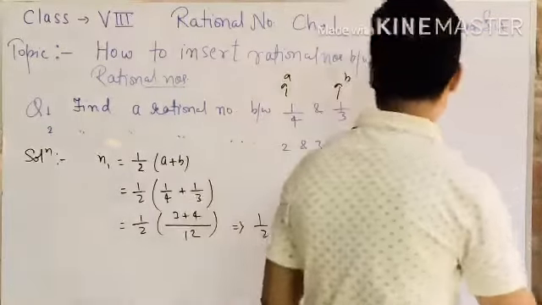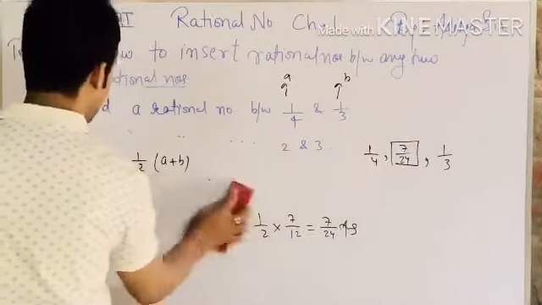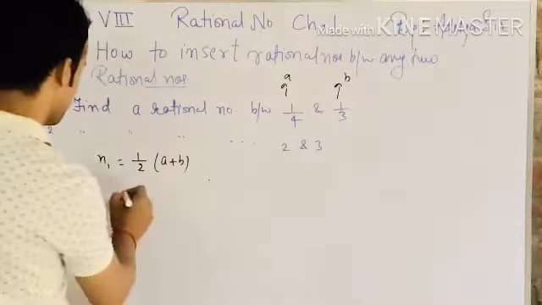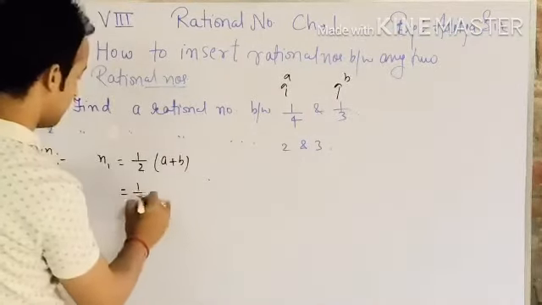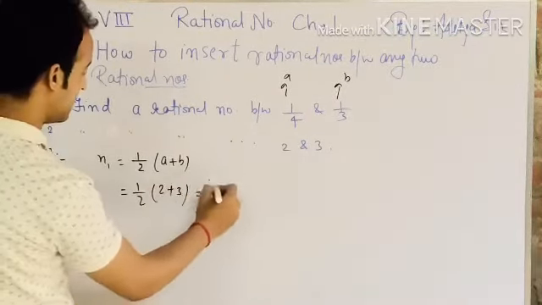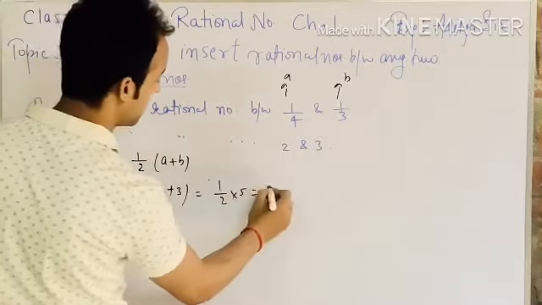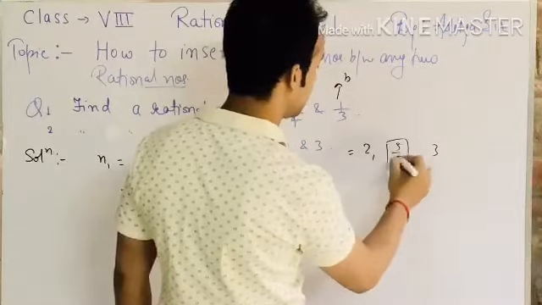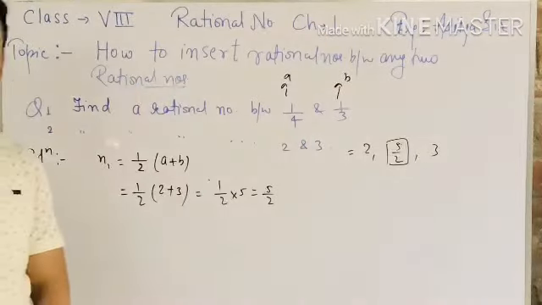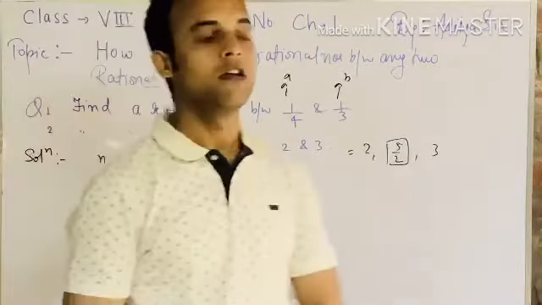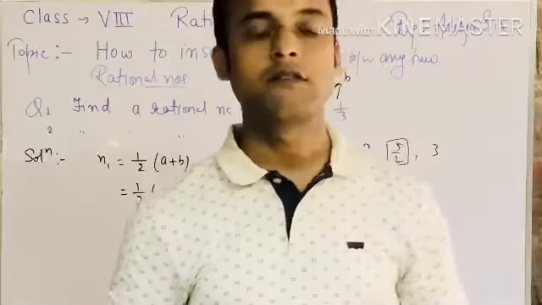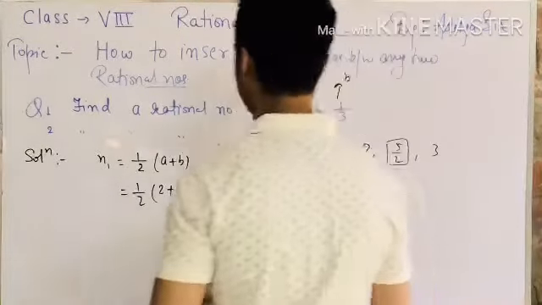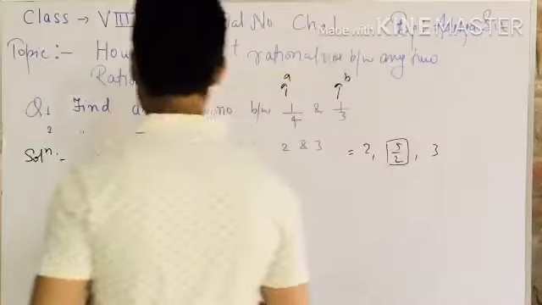Question number 2 is similar, we don't have to do a lot in this question. Similarly, half of 2 plus 3, that is half into 5, that is 5 by 2. Is that clear? Okay. Now similarly, if you are asked to find 3 rational numbers between any two rational numbers, what will you do? The first one I have already calculated.